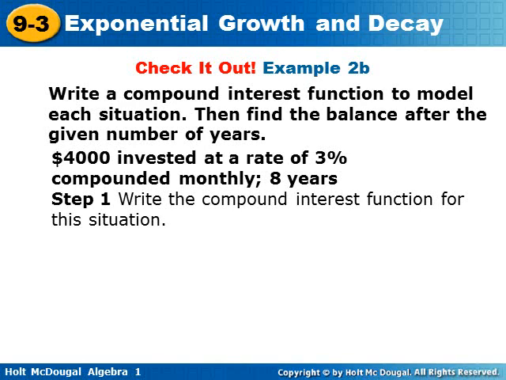Step 1, we're going to write the compound interest function for the situation. So the formula is A equals P times (1 plus r divided by n) raised to the power of n times t.